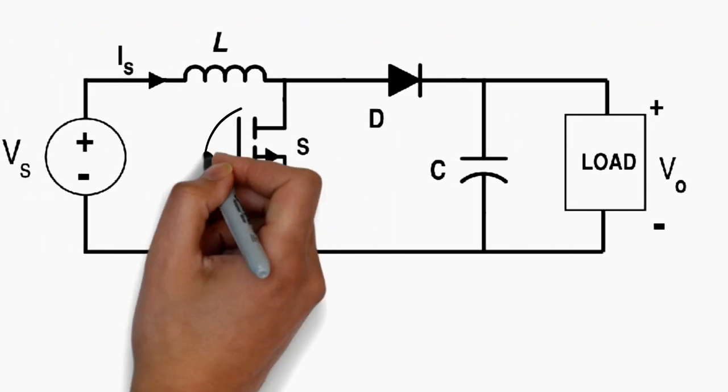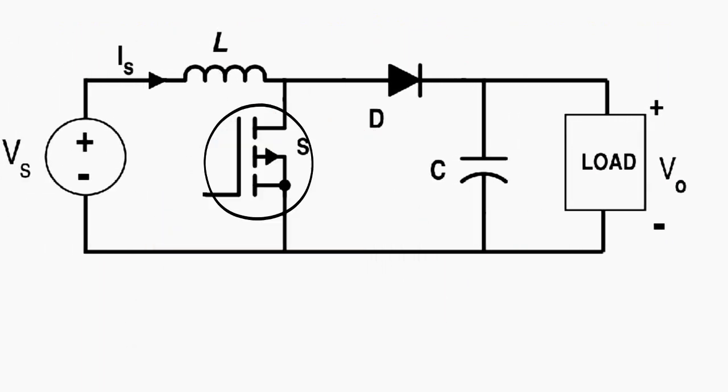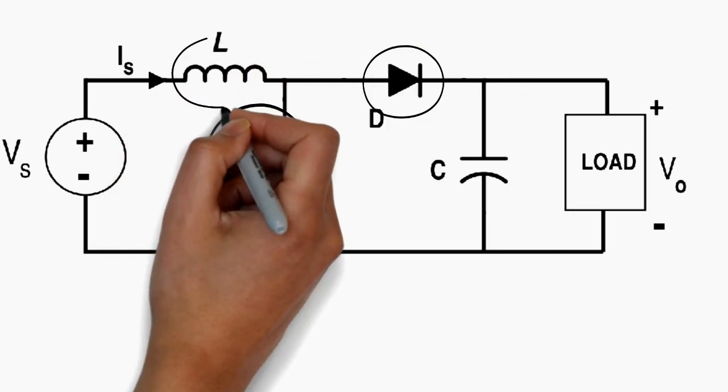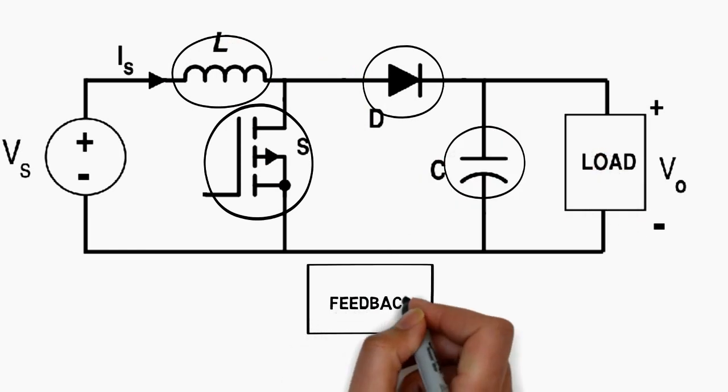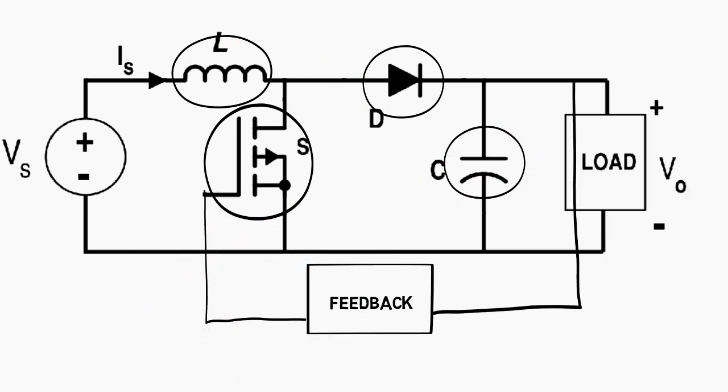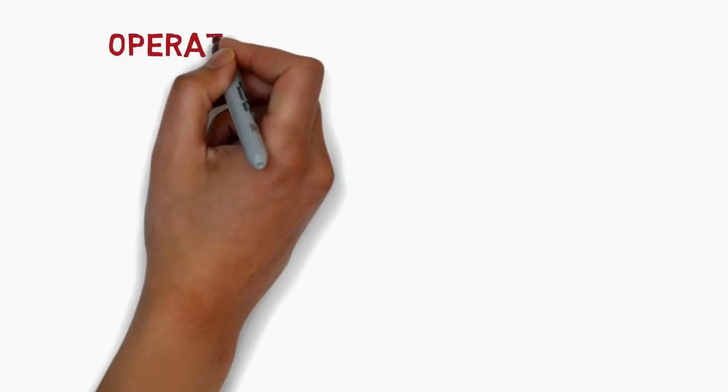A boost converter includes an active switch, that is a transistor, a passive switch, that is a freewheeling diode, one energy storage inductor and one filter capacitor. The feedback circuit helps to regulate the output voltage by using a switching element which is controlled by a PWM, and that depends upon the duty cycle.